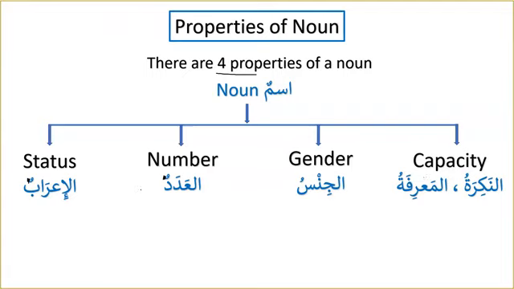If you want to understand what a noun is, you must know these four things about the noun. Without knowing these four things, we will not be able to understand complete sentences. And when we start our book number 1, inshallah, after a couple of lessons, you will see that this information will help us a lot. So four things that we need to know: capacity, gender, number, and status. Al-nakiratu wal-ma'rifatu, al-jinsu, al-adadu, wal-i'rabu.